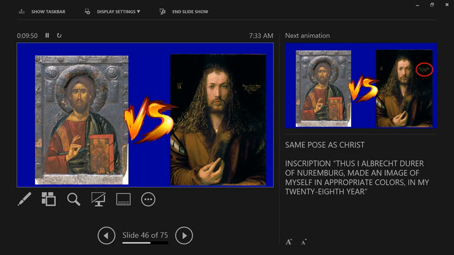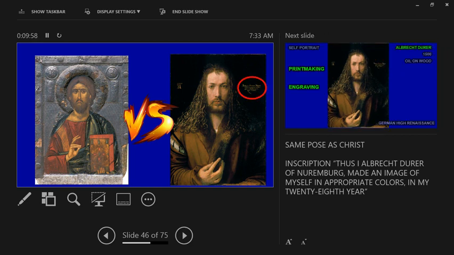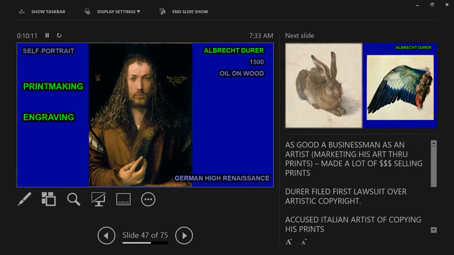And we can compare it to the idols of the Middle Ages and the medieval era. And just above him, his shoulder, he has this inscription that says, "Thus I, Albrecht Dürer of Nuremberg, made an image of myself in appropriate colors in my 28th year." So that's a long way to sign it.